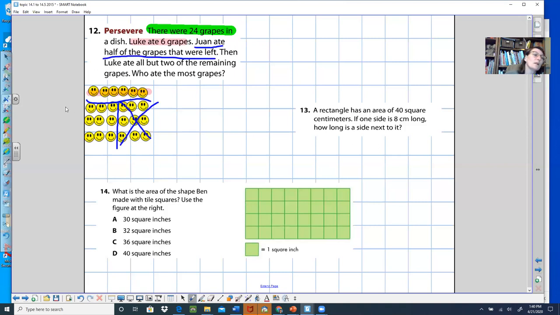Okay, now I got Luke coming along and he's hungry still. So Luke is going to eat all but 2 of the remaining grapes. So I have to get rid of all but 2. Oh, I think I'll go back to pink because then it might be easier to see. So let's make that pink. There we go. Luke ate all but 2 of the remaining grapes. So he's eating those and he's eating those and he's eating all but 2. So I'm going to leave those.